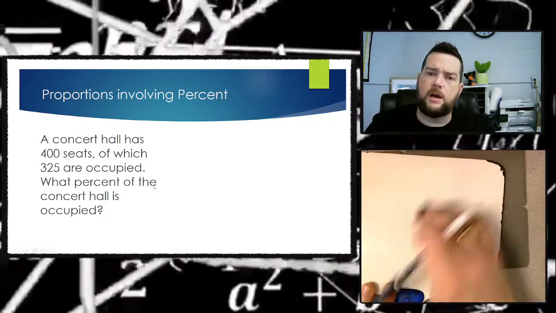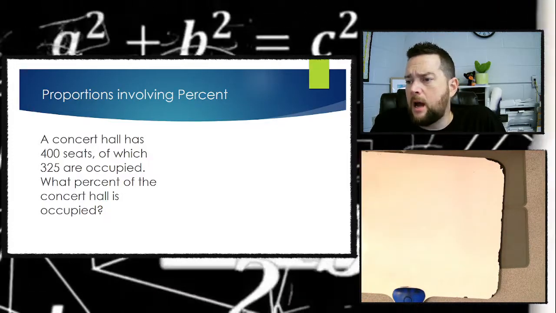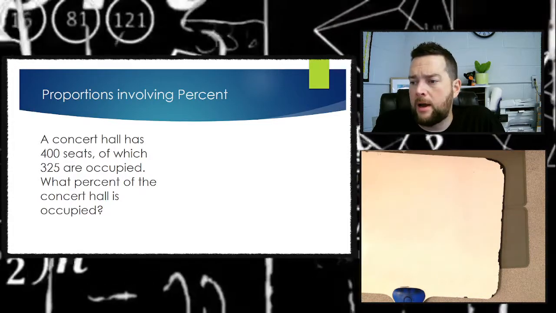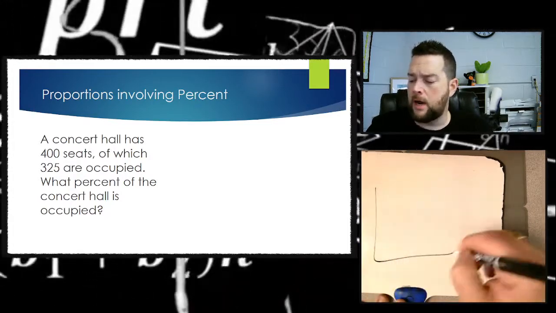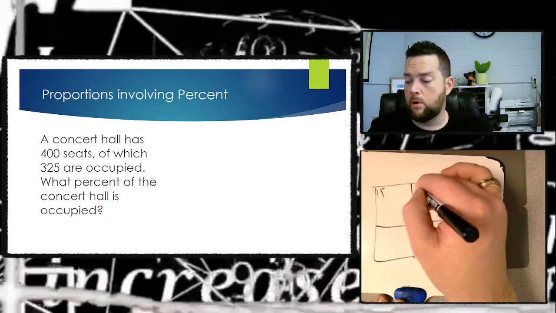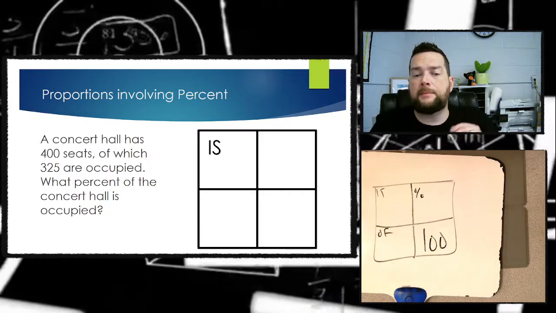Go ahead and pause the video, and then you can try this one, and you can come back to see what the answer is. It says a concert hall has 400 seats, of which 325 are occupied. What percent of the concert hall is occupied? Again, we're trying to find the percent. I see the keyword percent, so I'm going to write my percent box just like that, all right?